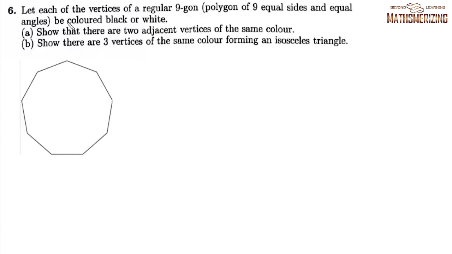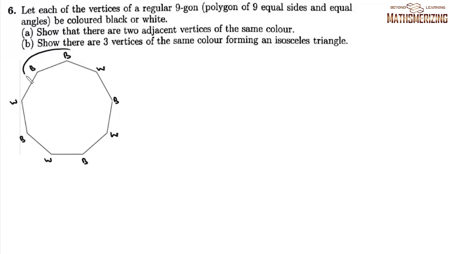Now question number 6 is, let each of the vertices of a regular 9-gon be colored black or white. Now first part is, show that there are two adjacent vertices of the same color. Now what we'll do is, suppose there are no two adjacent vertices of same color, and suppose we start with black. So if this is black, then here it'll be white. Again black, white, black, white, black, white, and then it'll be black.